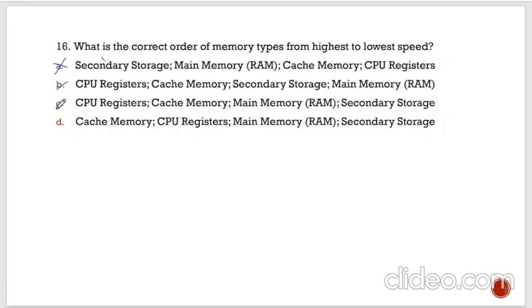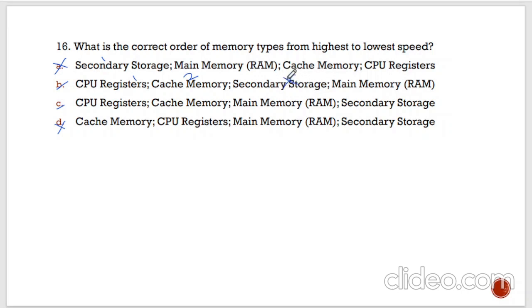Okay, CPU registers, we can go through these options. Cache memory. When we have CPU registers first, we can avoid this cache-first option. CPU registers can access the data at very high speed. Yes, CPU registers first. After that we have cache memory. Next, after cache memory, in between we need to have main memory instead of secondary storage.